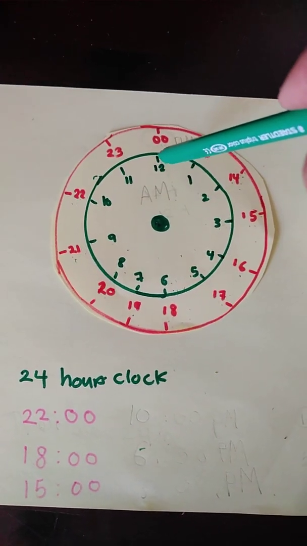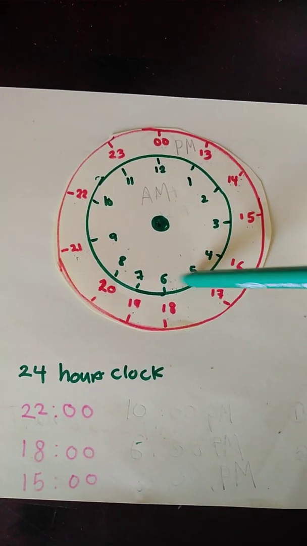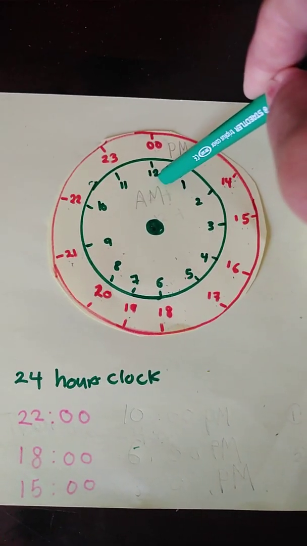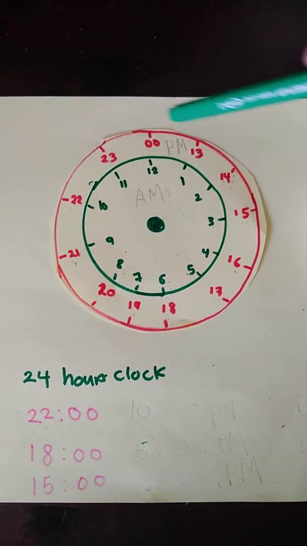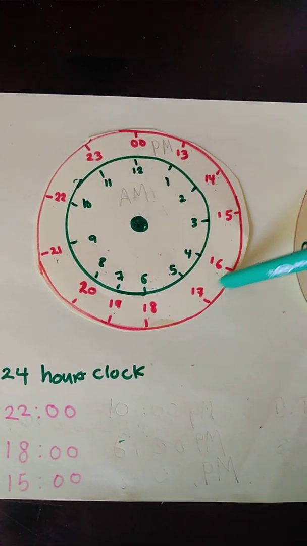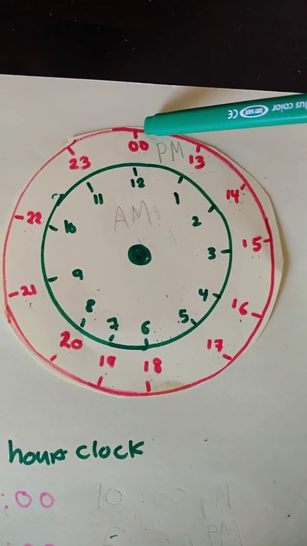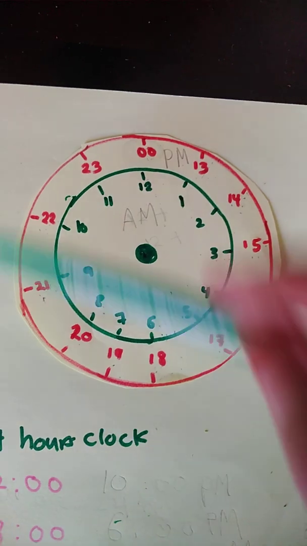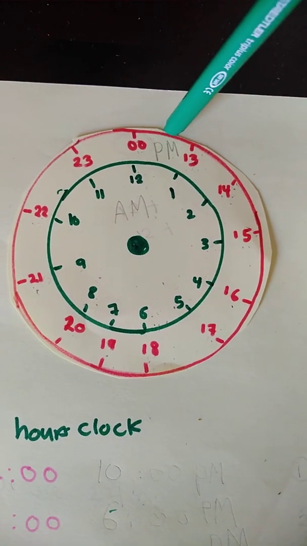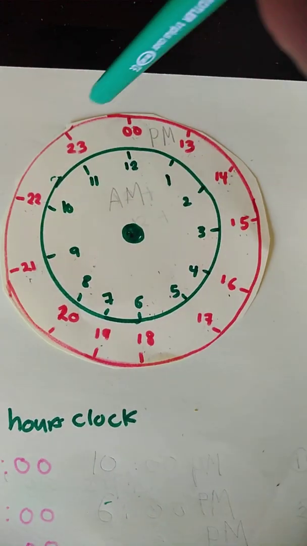The first 12 numbers starting from 1 always, 2, 3, 4, 5, 6, 7, 8, 9, 10, 11, 12, show the time if it's after midnight. The second 12 numbers starting always from 13, 14, 15, 16, 17, 18, 19, 20, 21, 22, 23, and 00, midnight. This means midnight. These 12 numbers in red, or the time in red, show the time after midday. After midnight in green, in red after midday.